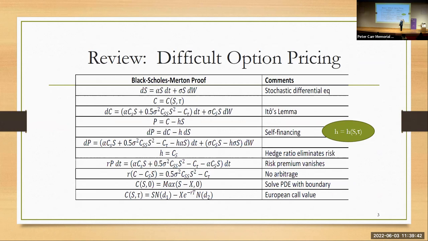You choose a hedge ratio to eliminate your risk. The risk premium vanishes, imposing no arbitrage. You solve the PDE with the boundary conditions, and just like that, you have an option pricing solution for the European call or put. Easy, right?